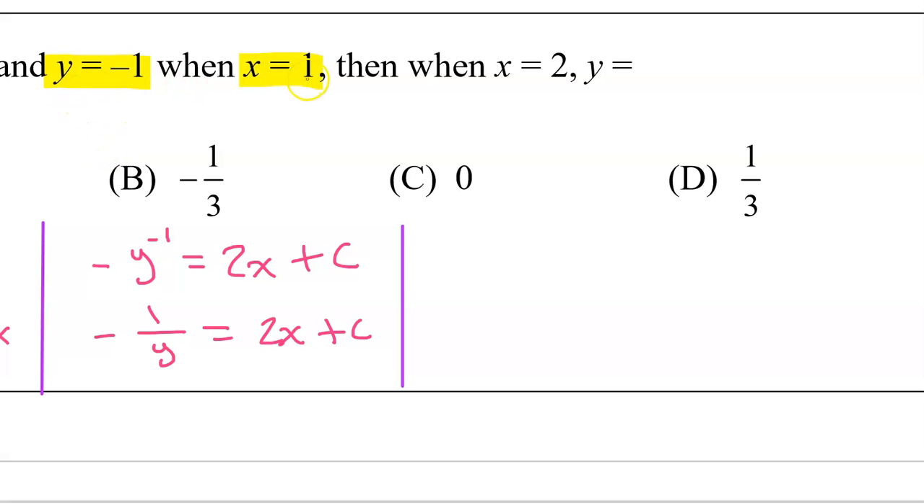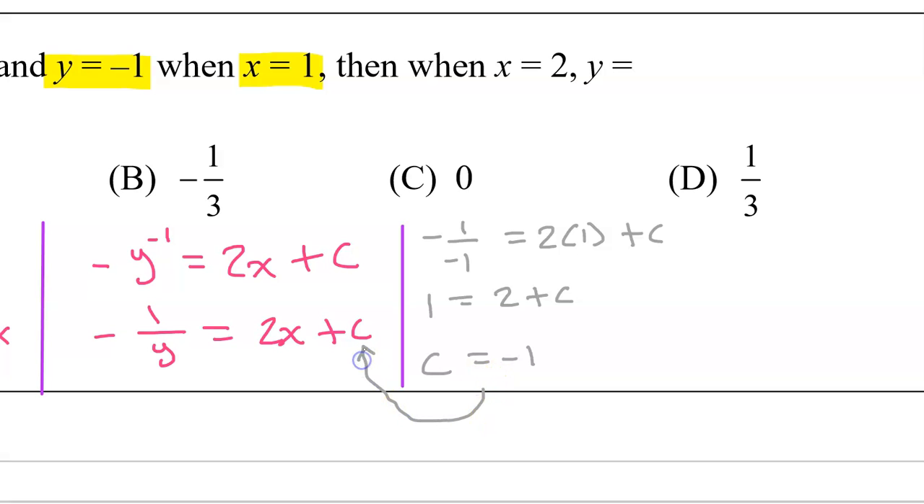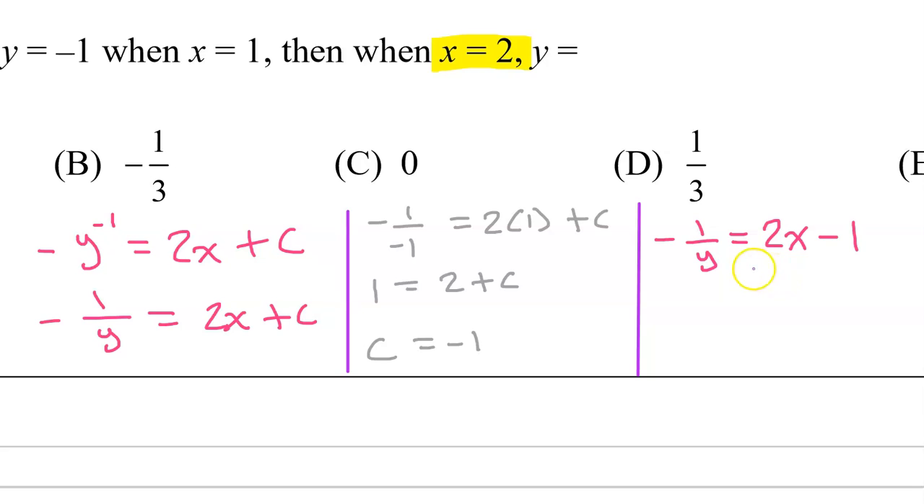Let's use the initial condition y equals negative 1 when x equals 1 to find the value of c. So we have negative 1 over negative 1 is equal to 2 times 1 plus c. But this gives 1 equals 2 plus c, so c is equal to negative 1. Let's put this back in for c. So now we have this, but the question is, what does y equal when x is equal to 2?